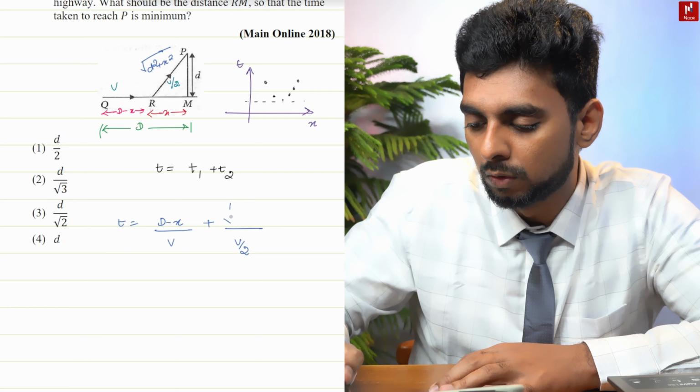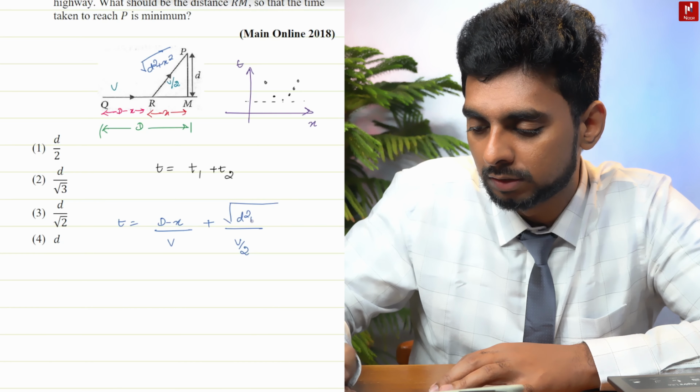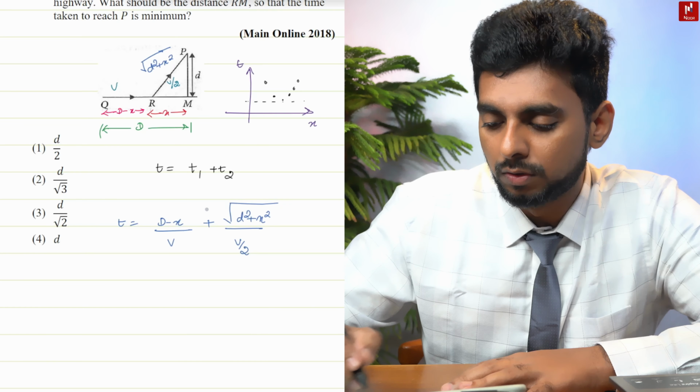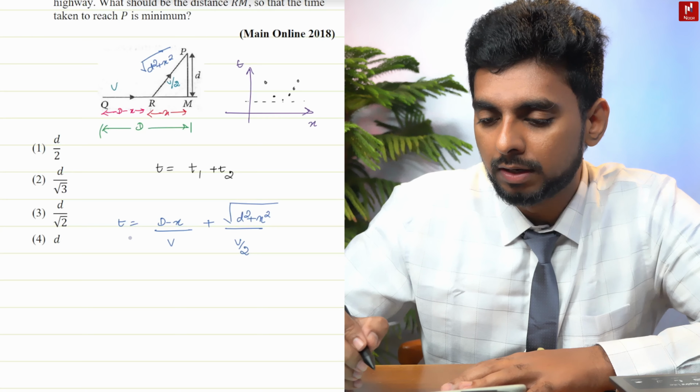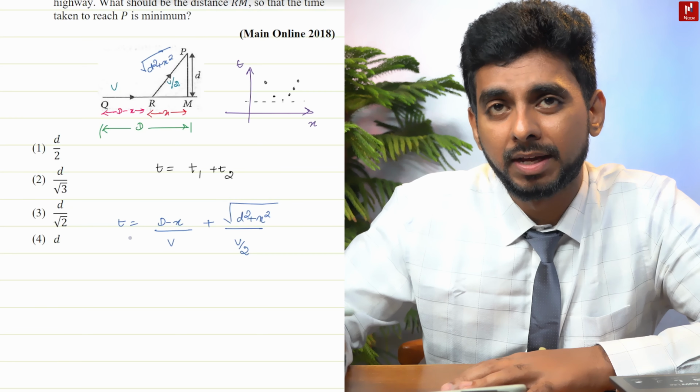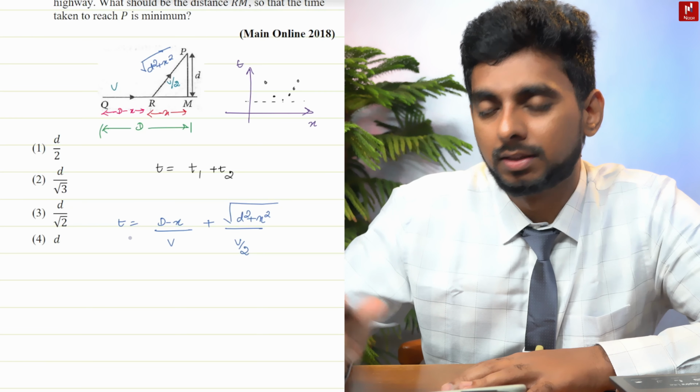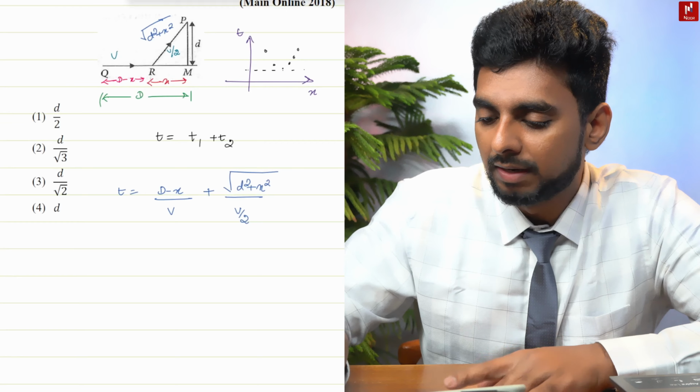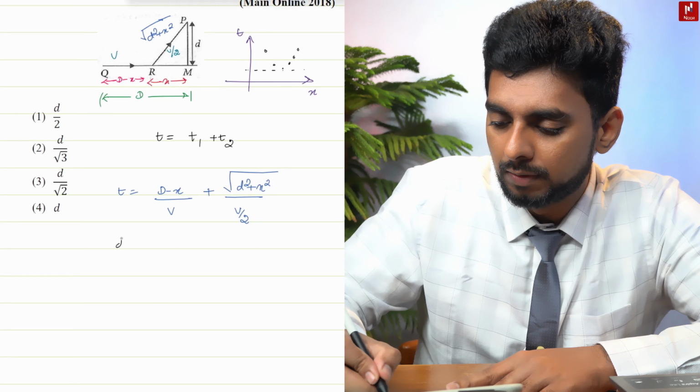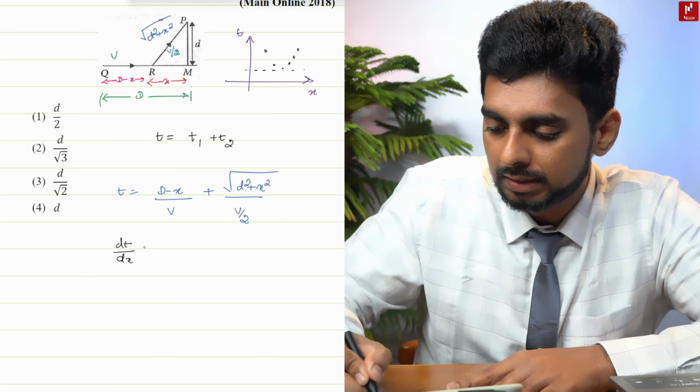It was actually root of small d square plus x square, right? So if I just differentiate this one and equate it to 0, I'll get the minimum time to reach P. That would have been got. So now let me differentiate this one and equate it to 0. So dt divided by dx has to be 0.